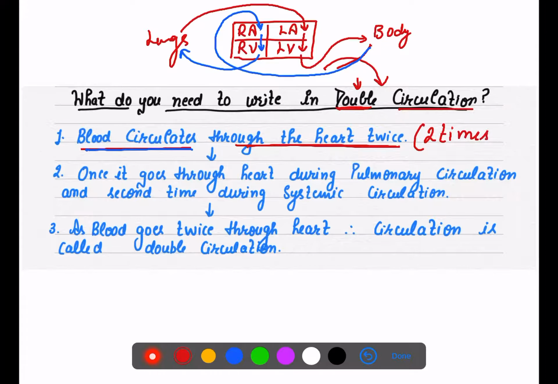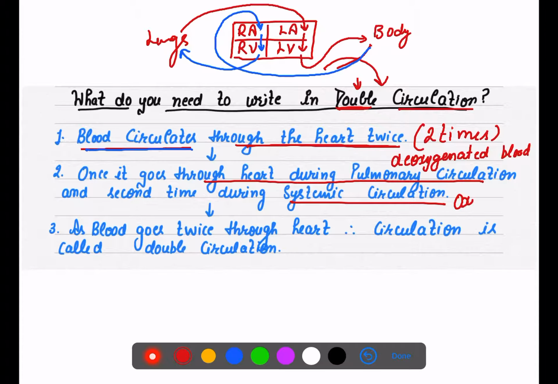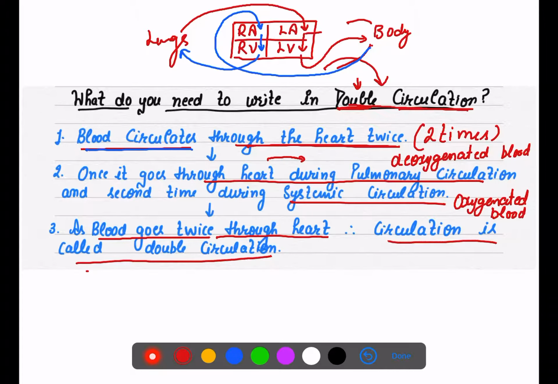So as you can see, the blood circulates through heart 2 times, twice. Once it goes through heart during pulmonary circulation, that is the deoxygenated blood, and second is during the systemic circulation. What does systemic circulation say? That is the oxygenated blood, and it moves between the heart and the body. So the blood moves through the heart 2 times. That is why the circulation is known as double circulation, because blood goes twice. Blood 2 बारी हार्ट में से होके जाता है, इसीलिए इस सर्कुलेशन को हम डबल सर्कुलेशन बोलते हैं.